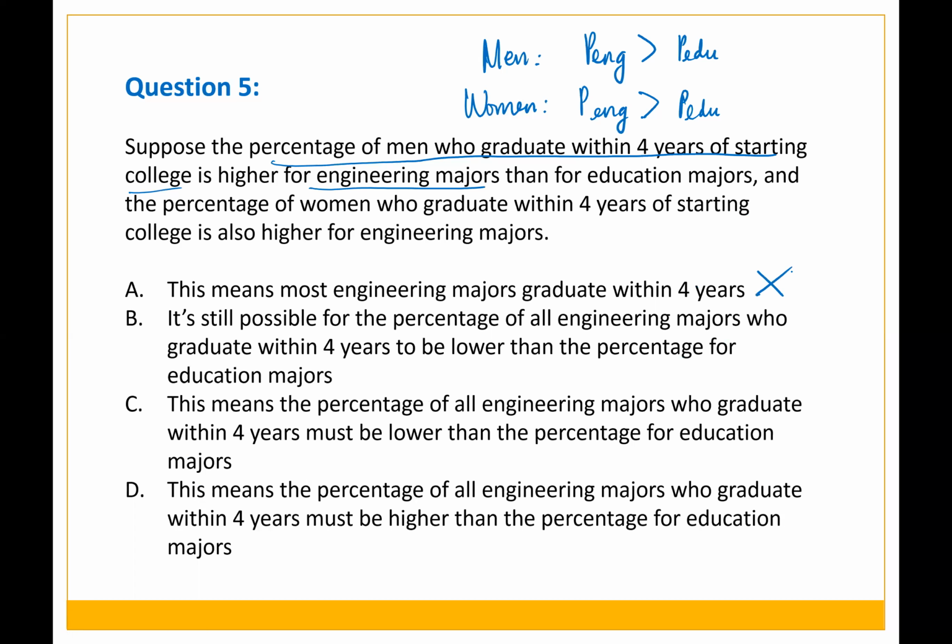B, it's still possible for the percentage of all engineering majors who graduate within 4 years to be lower than the percentage for education majors. Now this is the correct one, and this is actually Simpson's paradox. If you just plug in some numbers that satisfy that, I'm sure you can definitely find more than one combination that shows you this problem.